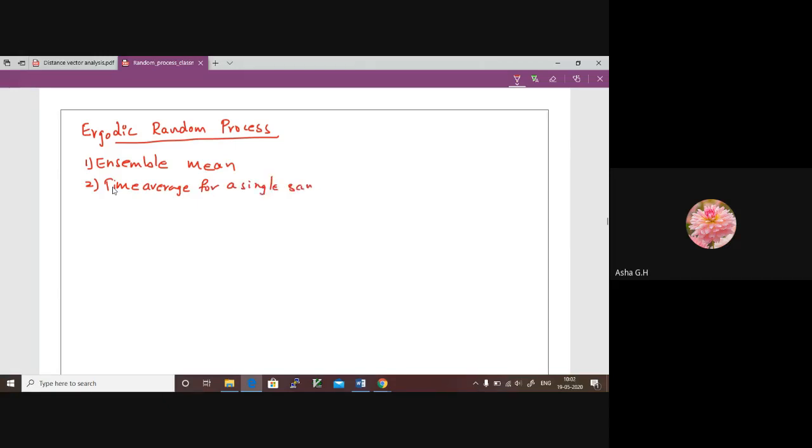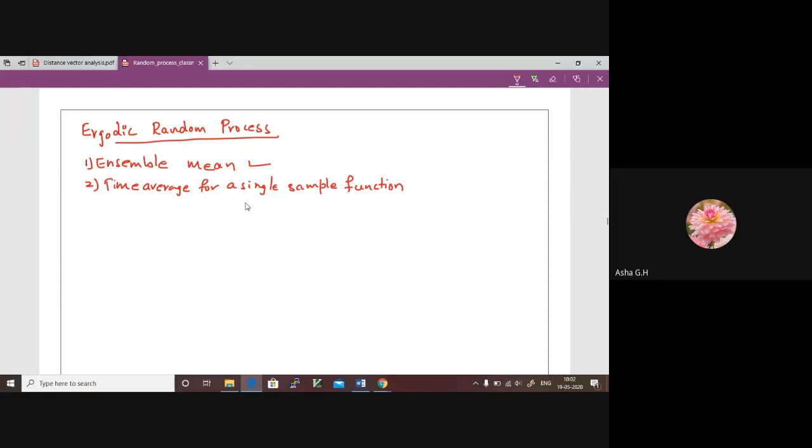We will see what these are for a single sample function. We have to understand these two first. We already know what the ensemble mean is. Now we will try to understand what the time average is for a single sample function. Once we understand these two, it will be very easy to understand an ergodic random process. In an ergodic random process, these two are equal, or some statistical parameters like mean and autocorrelation function for an ergodic random process are the same.